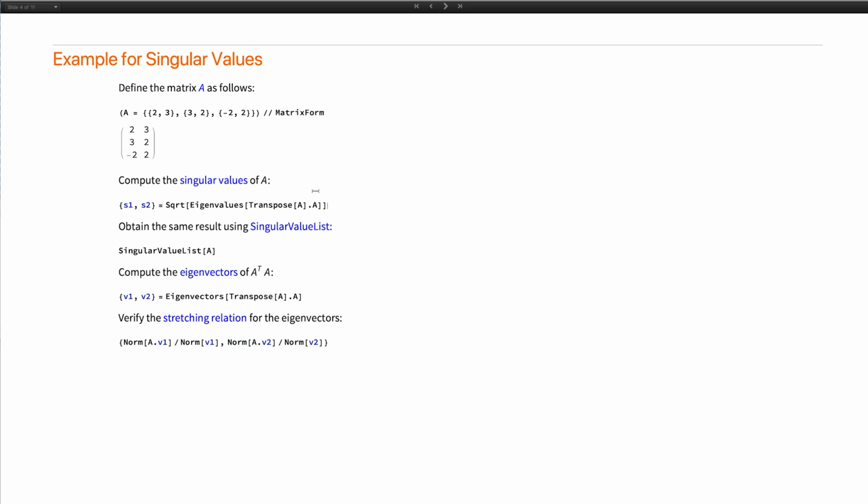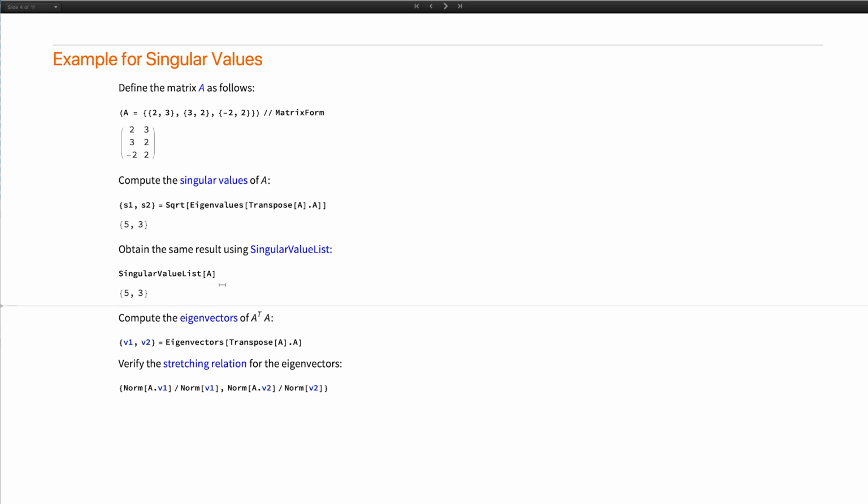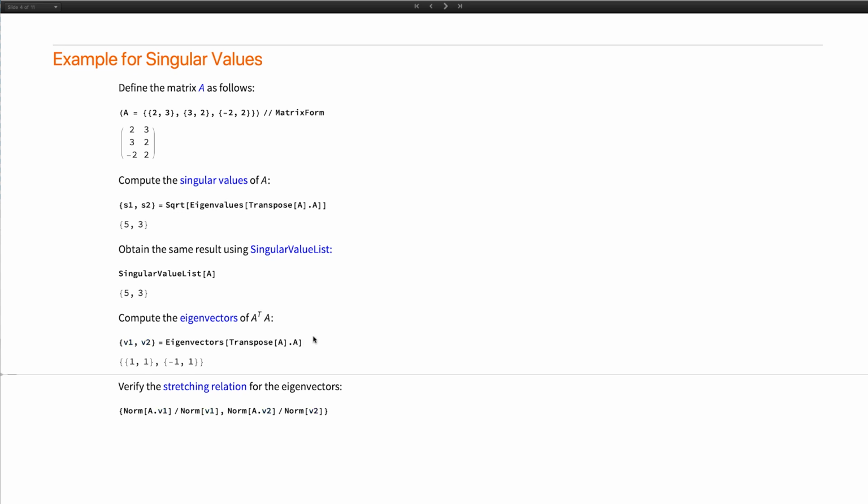We first work out singular values with the definition. Then we use the singular value list function, and we get back just the same answer. Let's compute the eigenvectors of A transpose times A and check that we actually have the right kind of stretching taking place. So it's the 5 and 3 over here that are exactly the singular values.